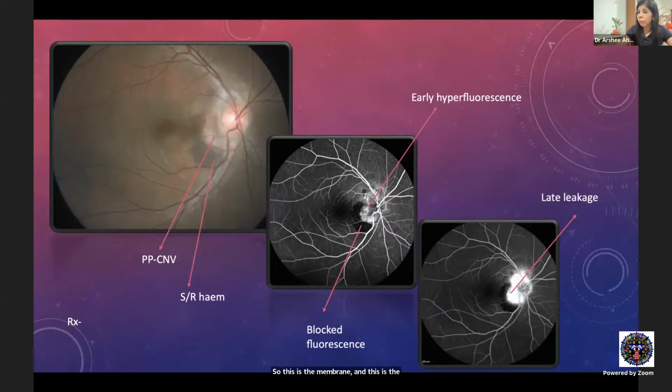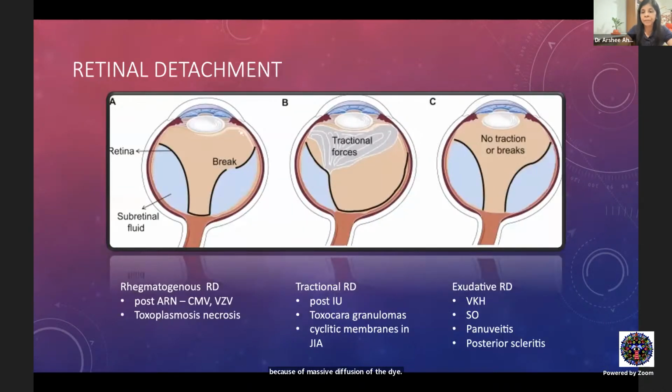On angiography, you can quite easily pick up these membranes. So in the early stages, you will start seeing early hypofluorescence in the region of the membrane. And if you wonder what this dark region is, that is the subretinal heme, which is blocking the fluorescence, and that is why it's a blocked fluorescence. In the later stages, this membrane will show late leakage, classically lacy leakage, but sometimes we may not be able to pick it up because of massive diffusion of the dye. So this is how we can pick it up on an angiogram.